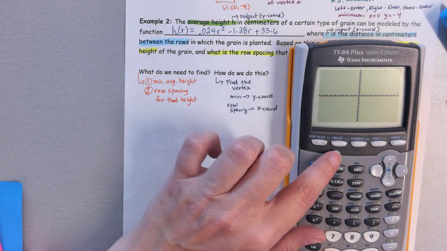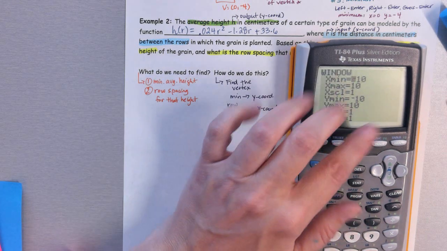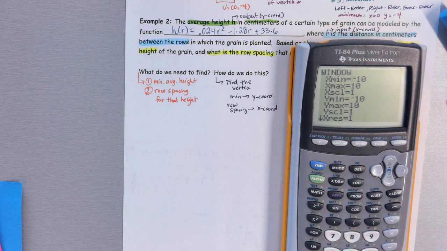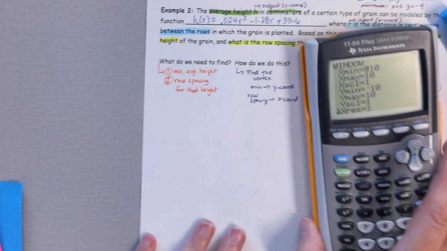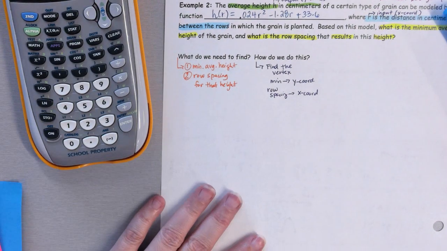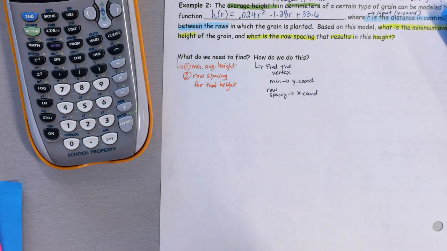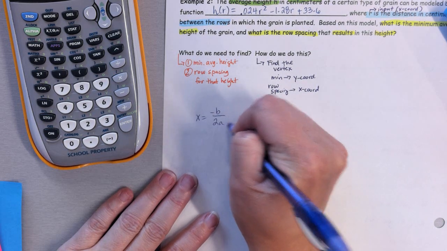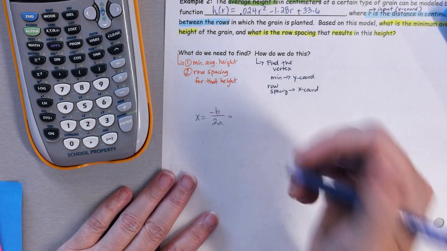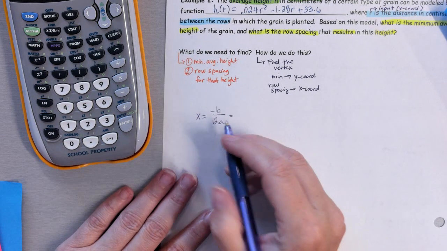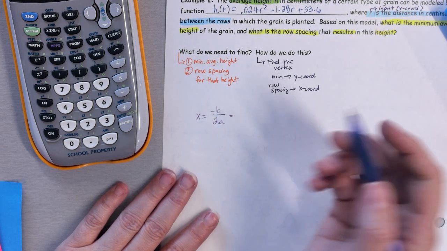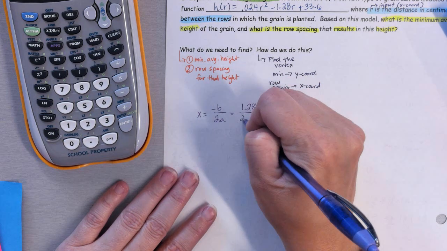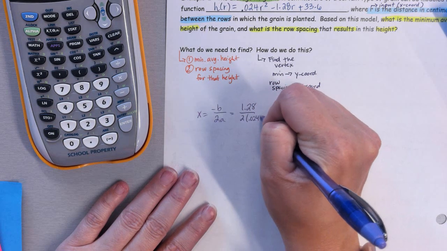I could play around with the window, just see what happens and see if I could find it that way. And you absolutely might be able to do that. Or we can use algebra to find the vertex by doing the opposite of b over 2a. And that can help you narrow down your window, right? So if I have the opposite of b, I have 1.28 over 2 times 0.024.